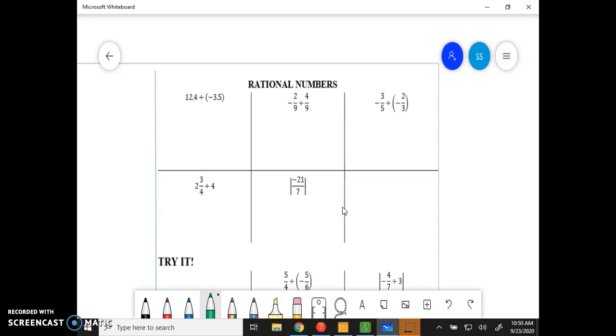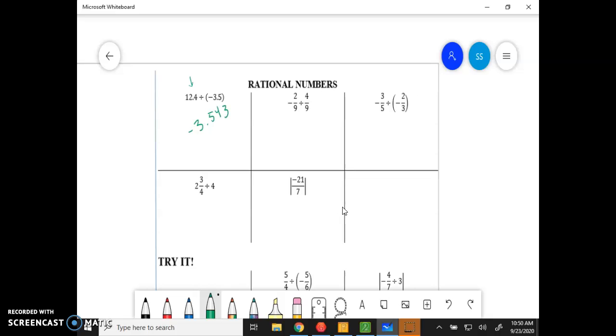Just remember, when you're dividing, you want to put this number in first and then divide it by your second number. So this is just going to be negative 3.543. Simple as that, just calculator.